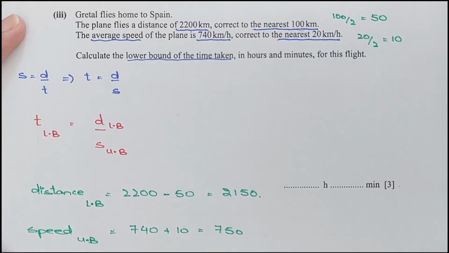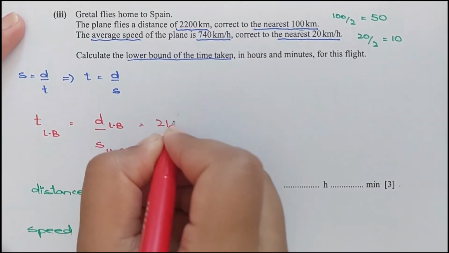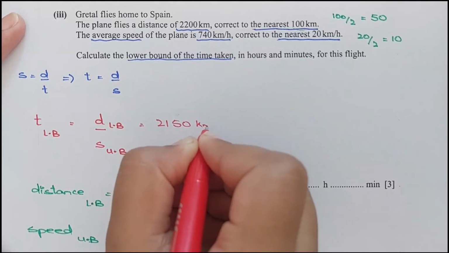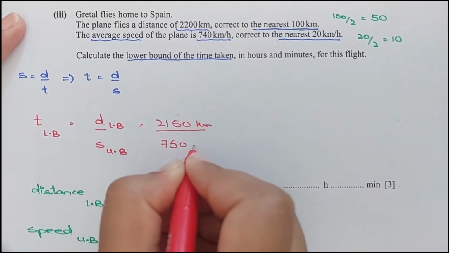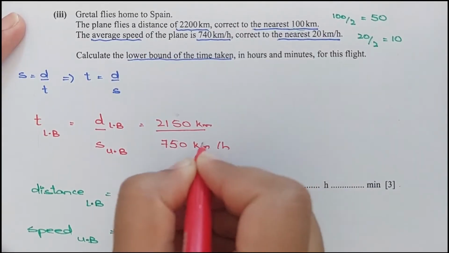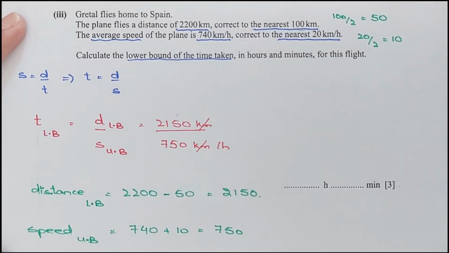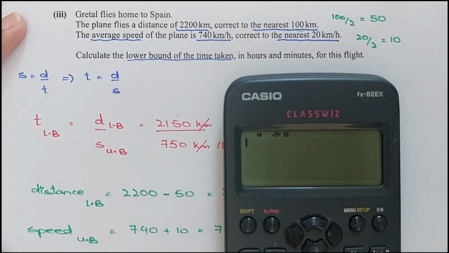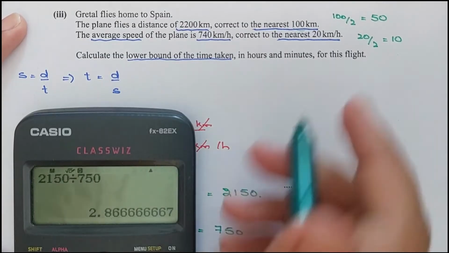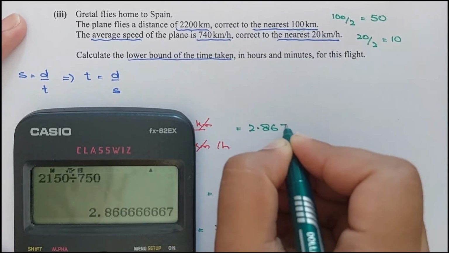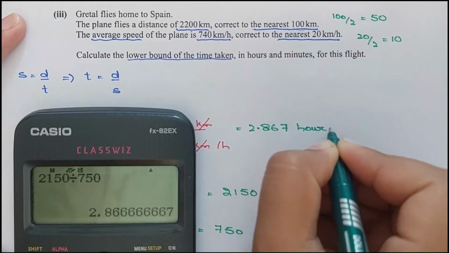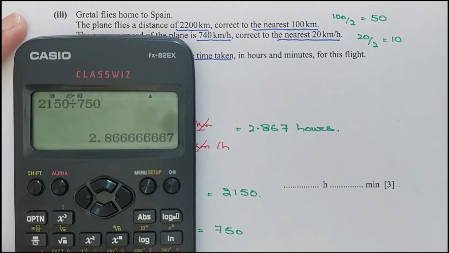So let me substitute the values. This is 2150 kilometers over 750 kilometers per hour. Kilometer cancels with kilometer, so we have the answer in terms of hours. 2150 divided by 750 is 2.867 hours. We have to convert it into hours and minutes, so this is 2 hours and 52 minutes.